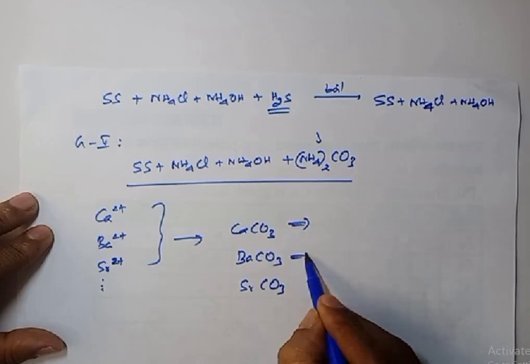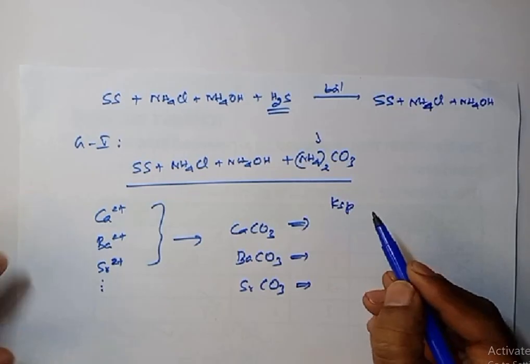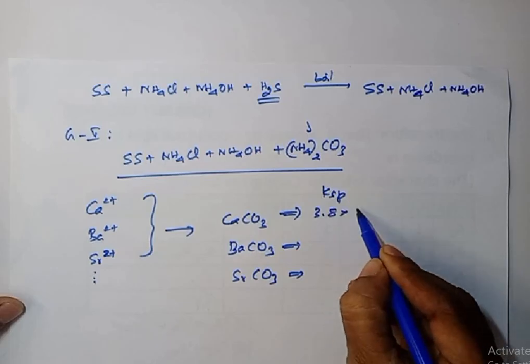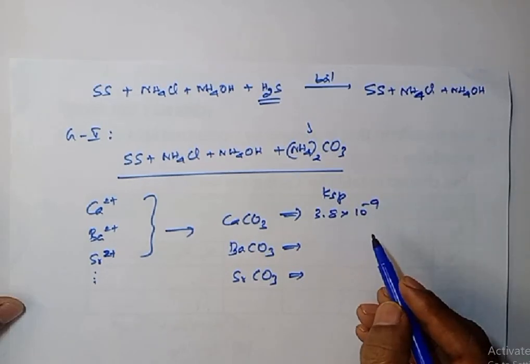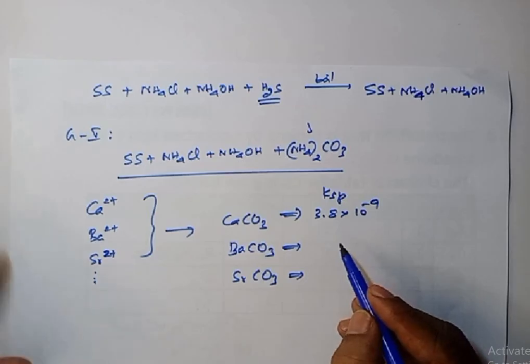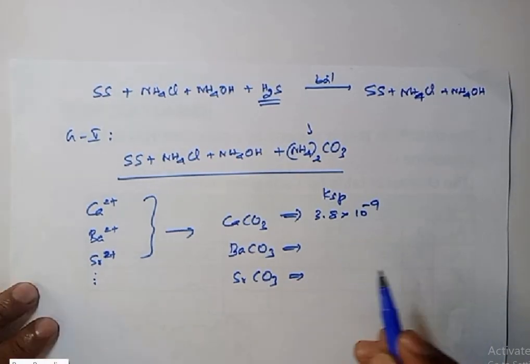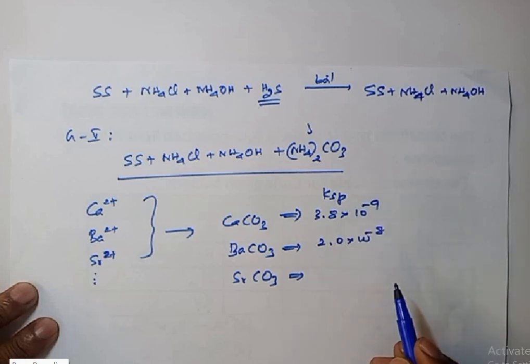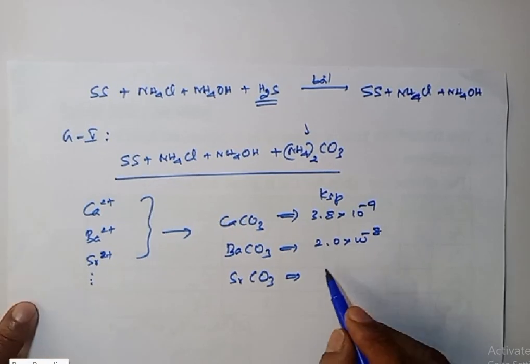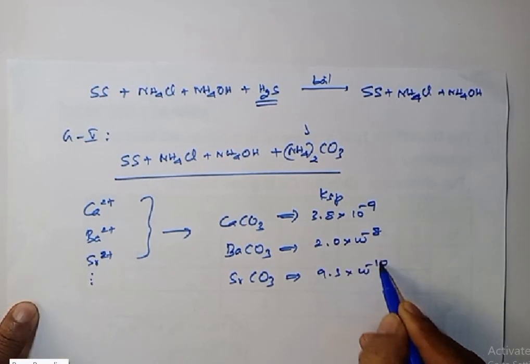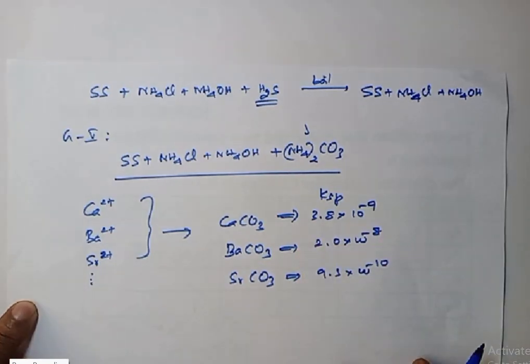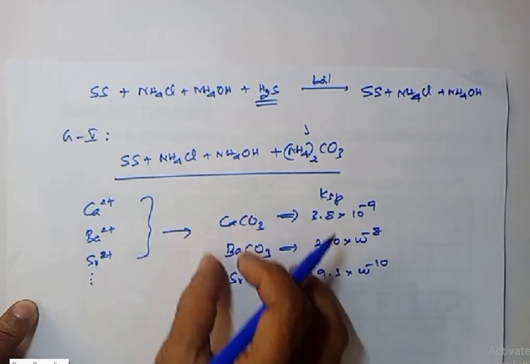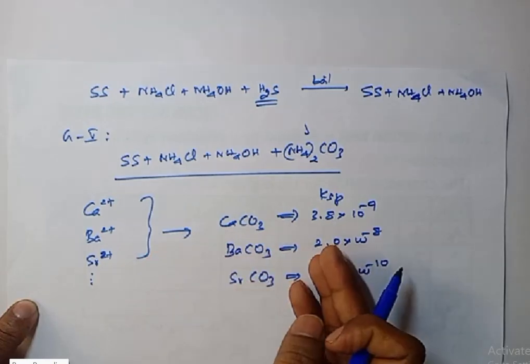Why? Because their solubility product values are very low. The solubility product for calcium carbonate is 3.8 times 10 to the power minus 9, for barium carbonate it is 2.0 times 10 to the power minus 8, and for strontium carbonate the value is 9.3 times 10 to the power minus 10. See, the values are very low. So, with these low values of solubility product, these metal ions get precipitated as carbonates.